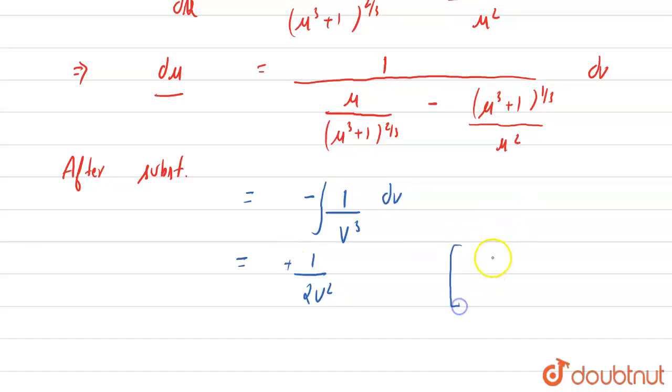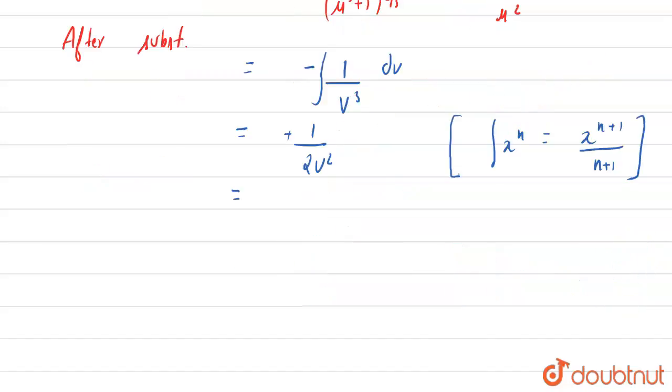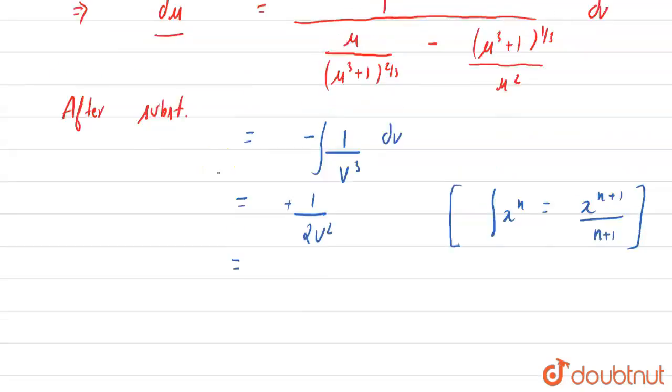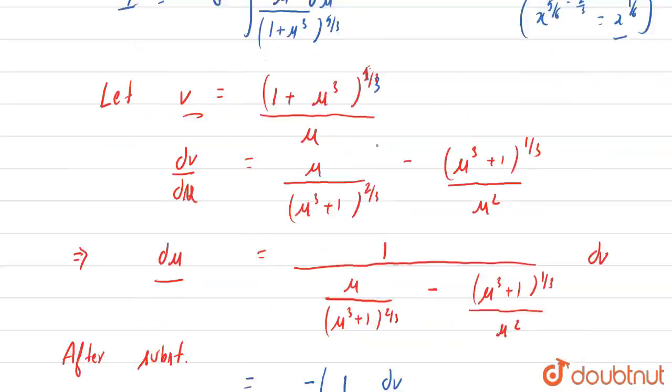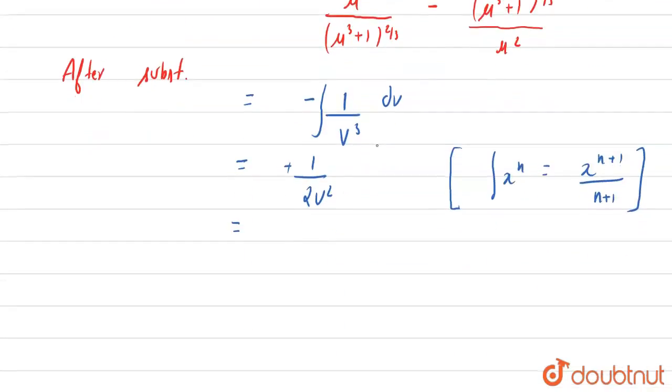And we got this because we know that the integration of s to the power n is s power n plus 1 divided by n plus 1. Now if we put the v value, which is this, or this is 1 by 3, in our equation, then this will give us u square divided by 2, and this is (u cube plus 1) power 2 by 3.